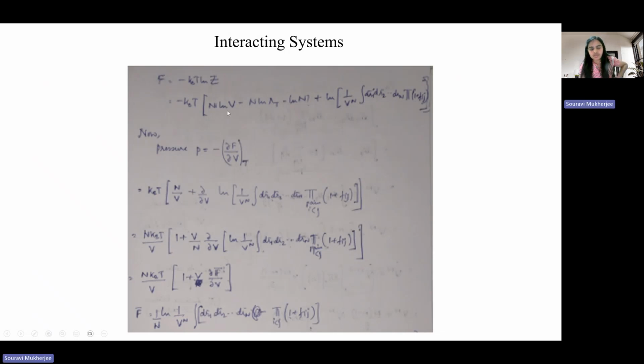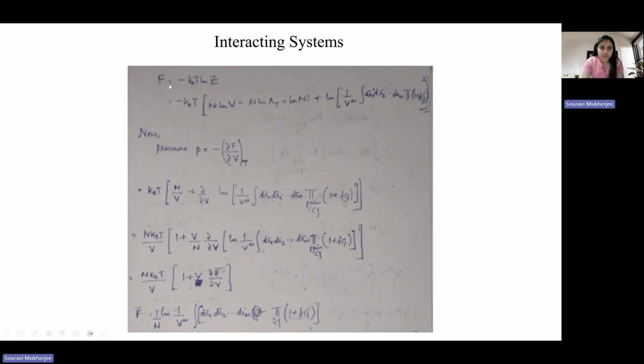Now you can see this looks quite complicated, right? But you would gradually see that we can actually simplify it much further. So now you can actually define a quantity called pressure, which we already know the relation of. We already know how free energy is related to pressure, right? This is the well-known relation that comes from thermodynamics and from all other discussions that we have had till now.